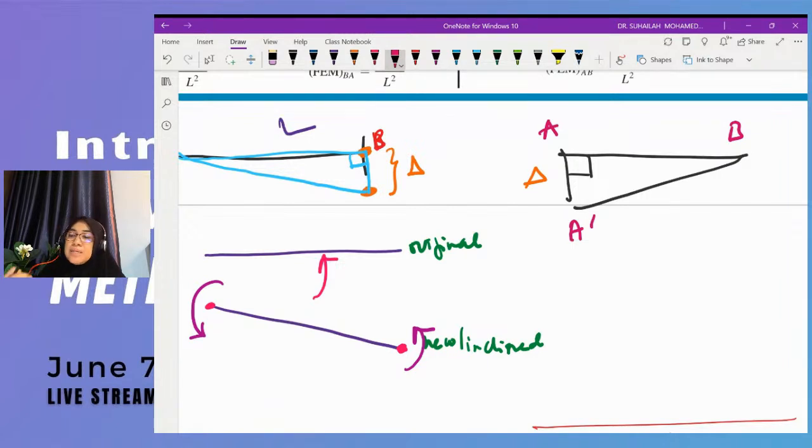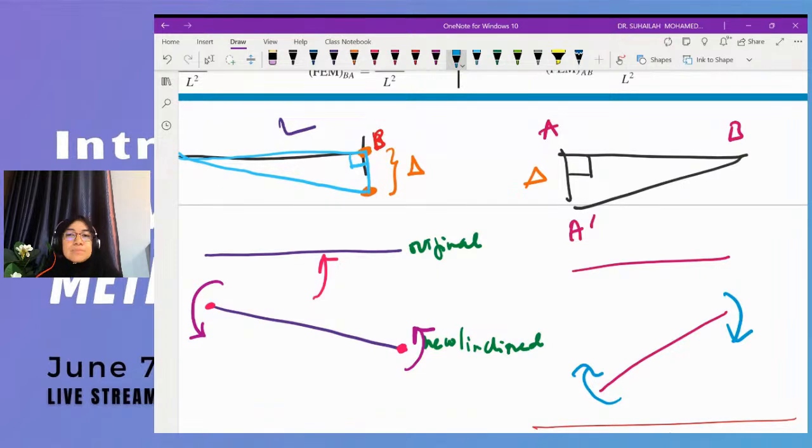Okay, so the new position is now this one. The original is the straight position, so we have to push the beam to its original position by applying moment, like this. So this is the behavior of the beam due to delta, and we will apply the same to the frame as well.